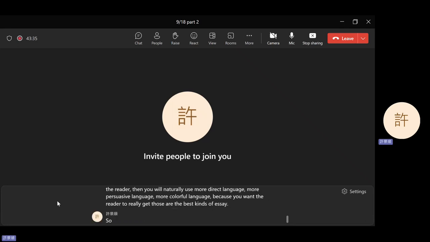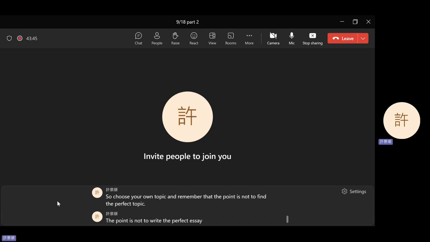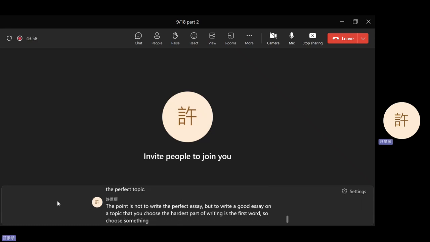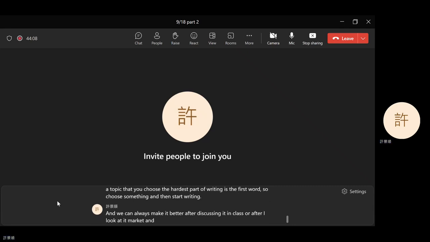So choose your own topic, and remember that the point is not to find the perfect topic. The point is not to write the perfect essay, but to write a good essay on a topic that you choose. The hardest part of writing is the first word. So choose something and then start writing. And we can always make it better after discussing it in class or after I look at it and mark it and return it to you. Questions?